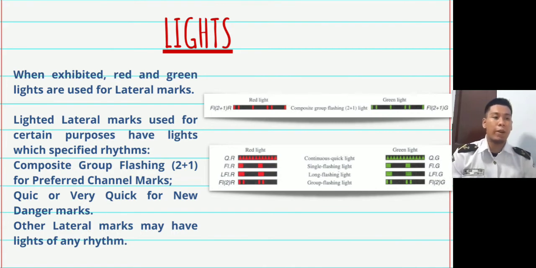So let's take the red light for example. In the first one, we have FL(2+1)R, which stands for flashing 2+1 red light. This means a composite group flashing of red light. The second one is the QR, which stands for continuous quick red light. The next is FLR, which stands for single flashing red light. And the next is LFLR, which stands for long flashing red light. And lastly is the FL(2)R, which stands for group flashing red light.